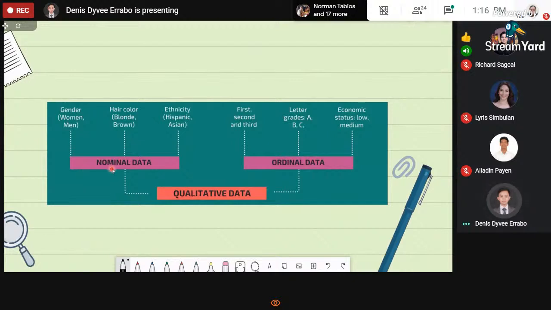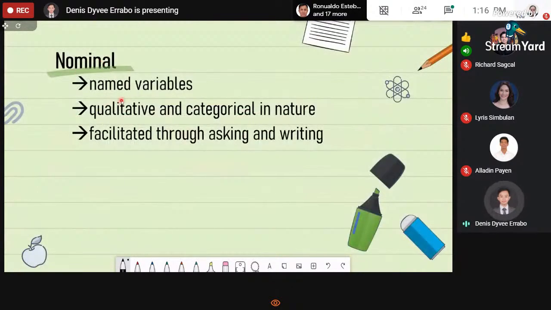There may be two examples of qualitative data. These are nominal data and ordinal data. We're going to tackle them one at a time. For nominal data, typically the word nomen, Latin for name, describes that this kind of variable is something that is named. Named variables can be a noun, a phrase, or a sentence.